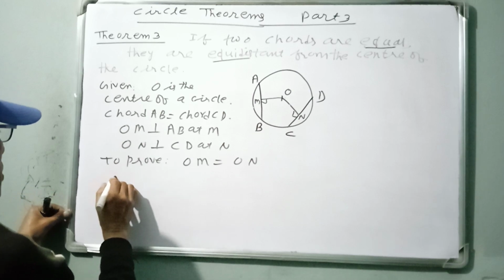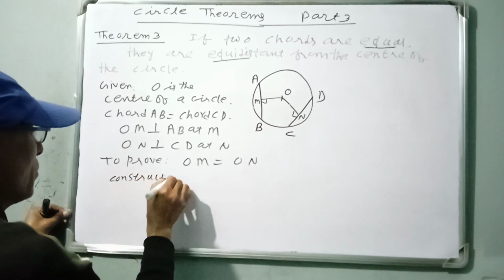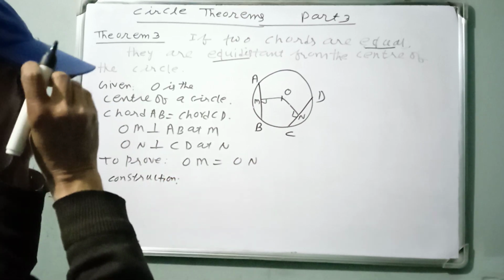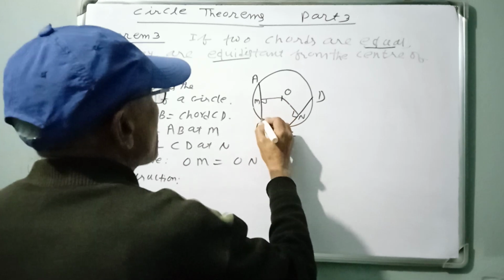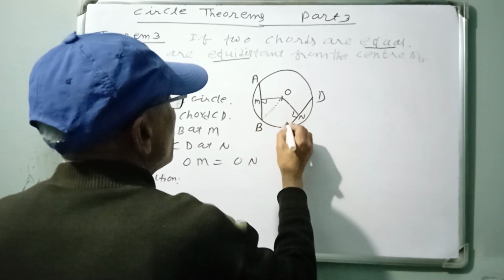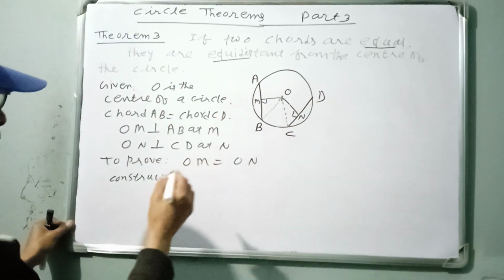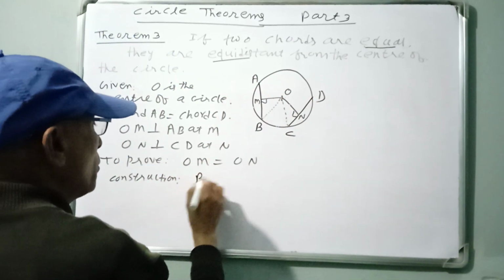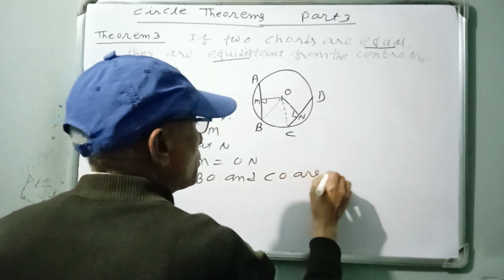Construction. What is the construction? You don't need to draw any other things. I just write: draw either AO and DO, or BO and CO. BO and CO are joined.